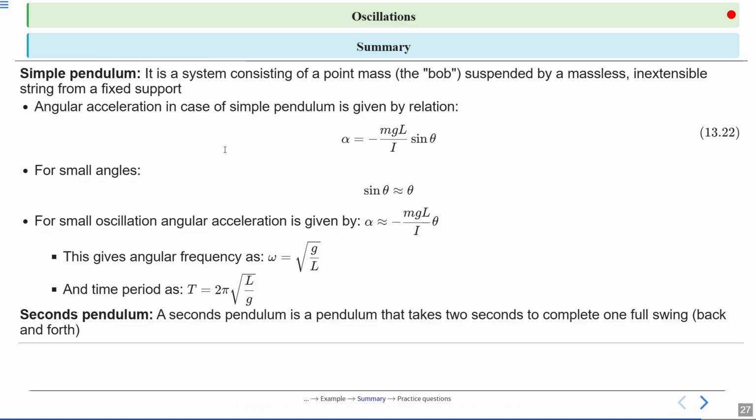Seconds pendulum. This is a special case where the pendulum takes exactly 2 seconds to complete a full swing, or 1 second for a half swing. It's often used as a standard for measuring time.